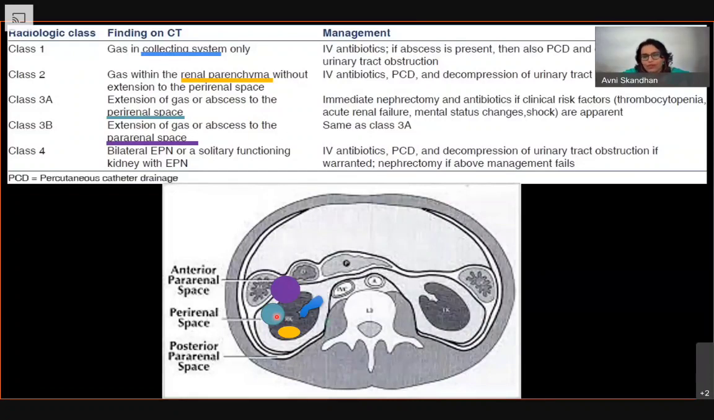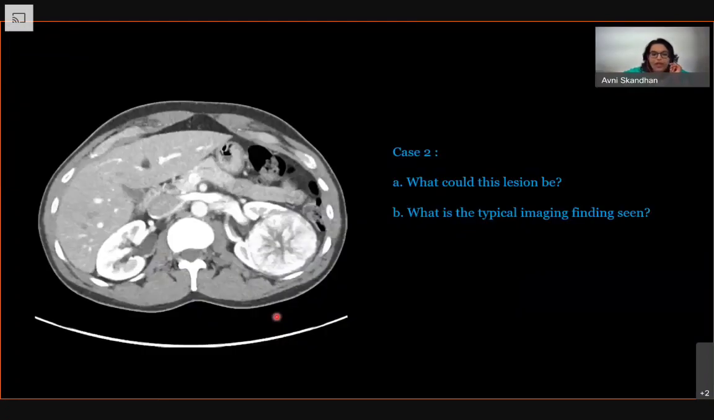So it can worsen rapidly. So that is why the importance of it. So if you have a solitary kidney and that is affected, that again becomes class 4.